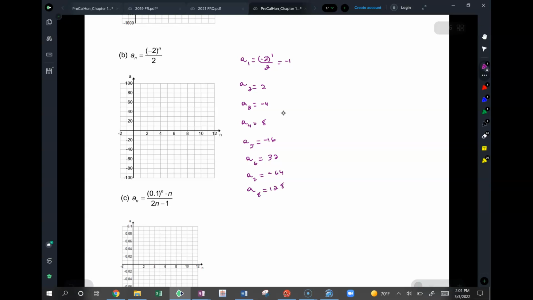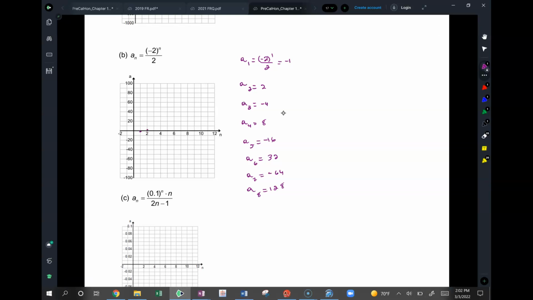How far do you want to go? Usually 4 or 5 is good enough, but I'm trying to make it super obvious. Got it. So the first one is negative 1, and look at my scale, right? I did this so each one is at a different scale so we can graph it better. So a sub 1 is negative 1, so it's way down here. And then a sub 2 is 2.